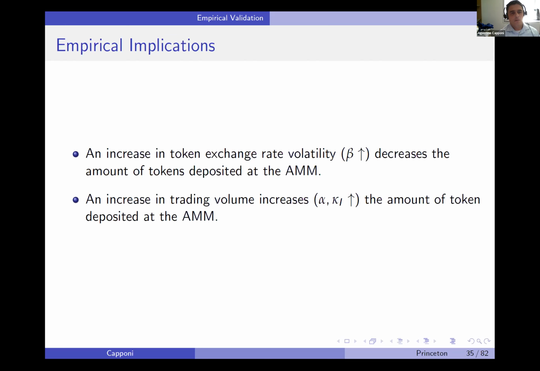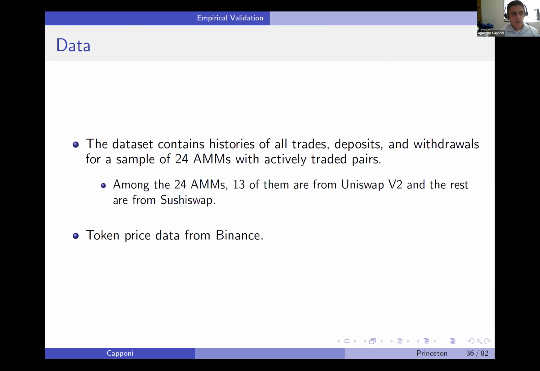Also, if you increase the trading volume, if you have more investors depositing, then you increase the amount of tokens that are deposited. We look at data from 24 automated market makers. These data are all publicly available, which is one of the nice features of this decentralized exchange: unlike limit order book data, which are typically hard to obtain, here you can get data freely and easily. Thirteen of them are from Uniswap, and the rest are from SushiSwap, which is the other main exchange. To estimate the volatility of prices, we look at data from a centralized exchange, which is the fundamental exchange rate in the model.